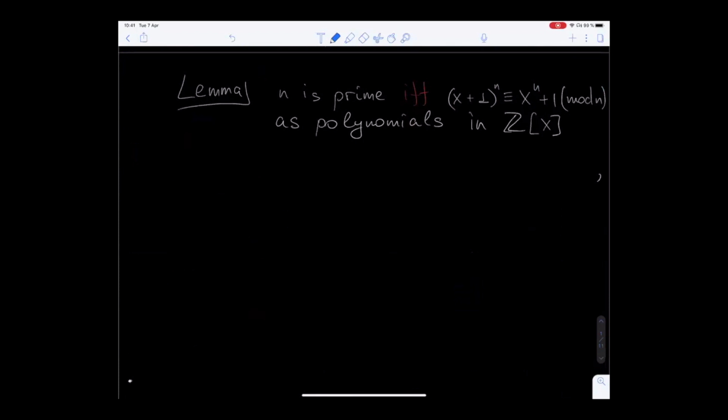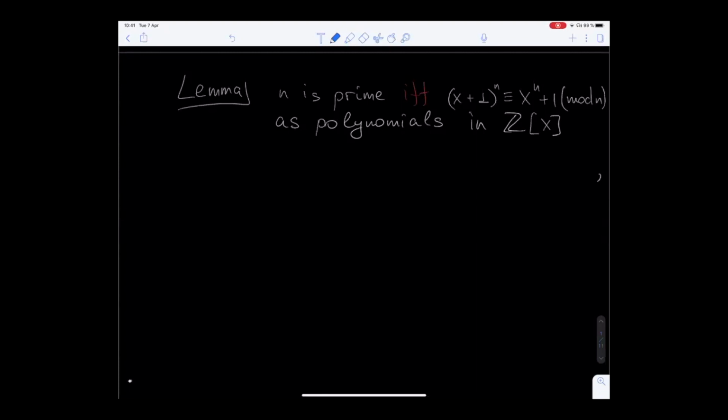So, another simple lemma that one can try to use as a criterion for being a prime is the following. n is prime if and only if (x+1)^n is the same as x^n + 1 modulo n, not as numbers, but as polynomials with integer coefficients. So we are saying that if you open up this (x+1)^n, then the coefficient in front of each term, except for x^n and 1, would be 0 mod n.